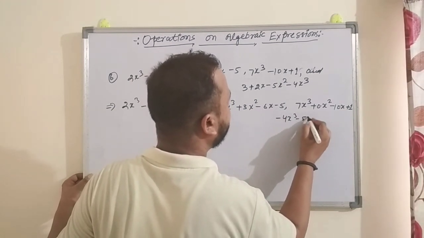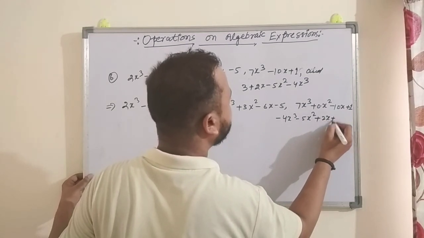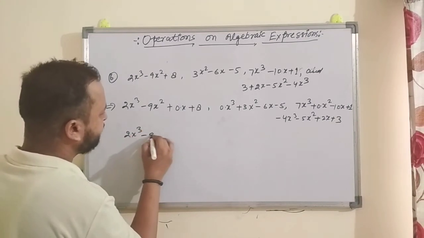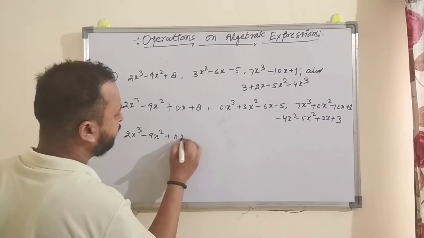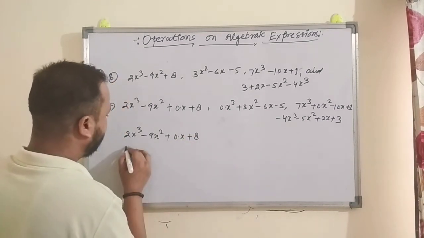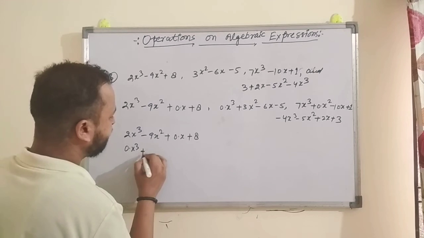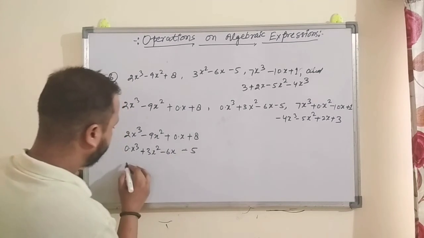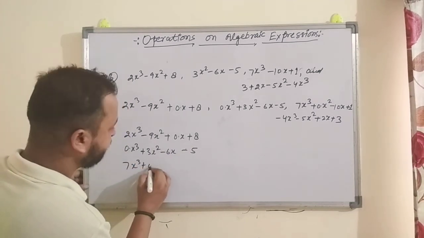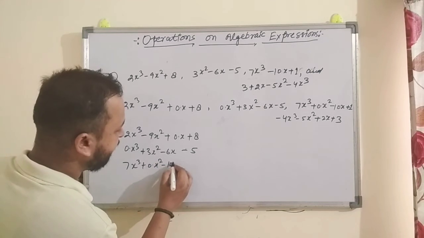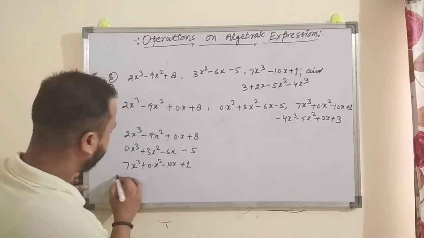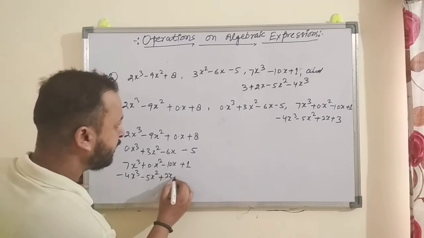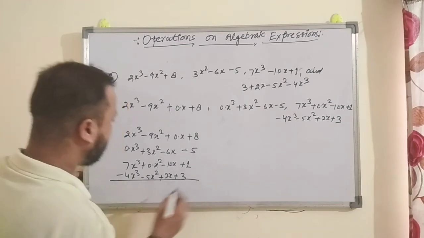4x cube minus 5x square plus 2x plus 3. So now just add them. So 2x cube minus 9x square plus 0 into x plus 8. 0 into x cube plus 3x square minus 6x minus 5. 7x cube plus 0 into x square minus 10x plus 1, and minus 4x cube minus 5x square plus 2x plus 3, right? Just add them.